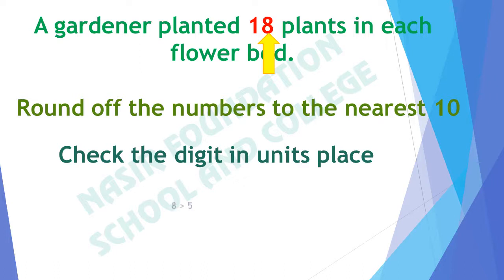Now we will compare 8 with 5. And 8 is greater than 5. It means the digit in the units place will become 0 and the digit in the tens place will be rounded up. So 18 will be nearly equal to 20.